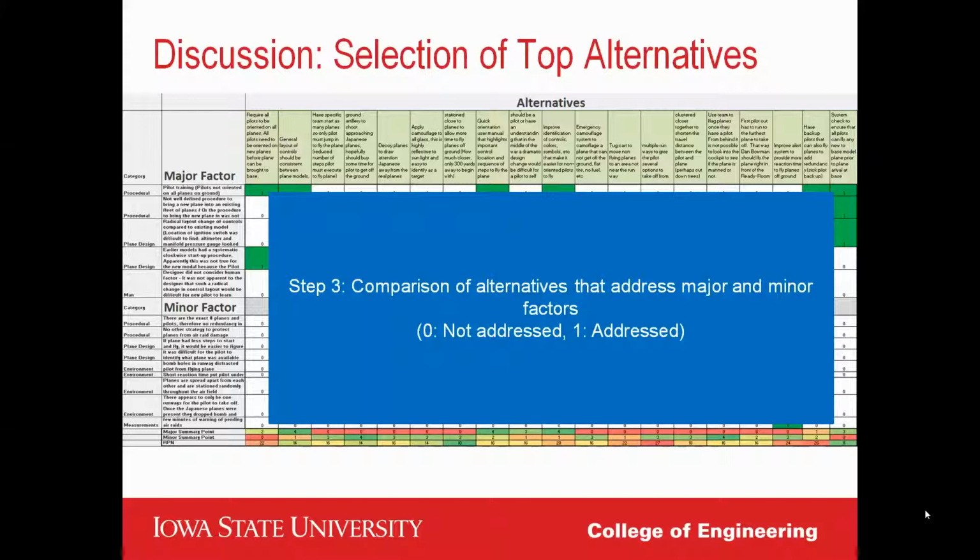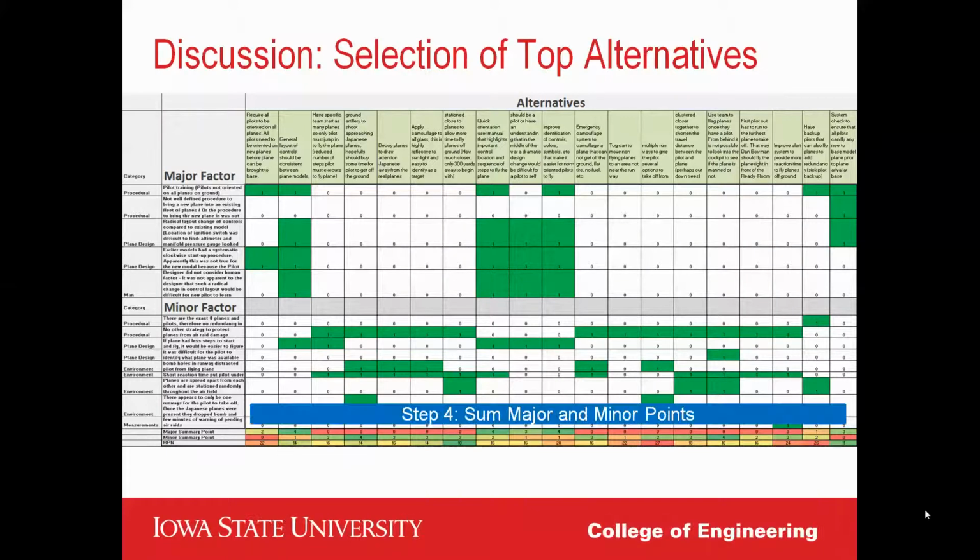So for instance, if we thought a specific alternative addressed a major or minor factor, we assigned a value of 1. If we thought there was no link, we assigned a value of 0. For step 4, we then summed the values for the major and minor factors that were identified in step 3. This gave us some ranking between the alternatives and for which alternative solved the most factors.